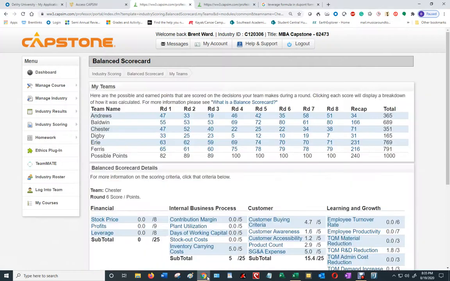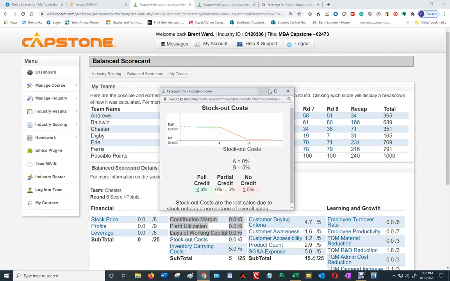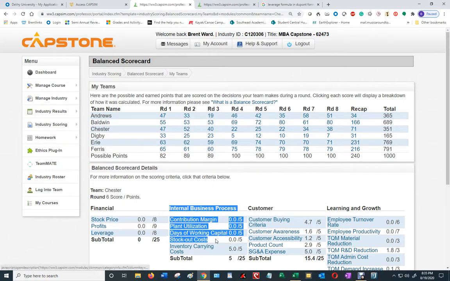If I was doing internal business processes, I would put contribution, plant utilization, and days of working capital. I would put those all on one graph, and then I'd have a separate graph for stockouts and inventory carrying costs. These are all on the same scale, so you could conceivably put them all on the same graph, but 5 line charts is too much if it gets too cluttered. So I would split it into one for these 3 items, and then I would have another graph for stockout and inventory carrying costs as well.